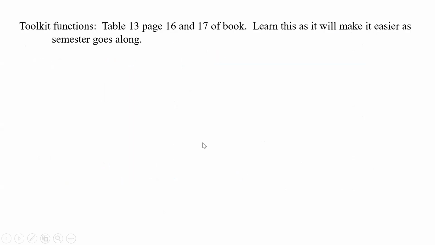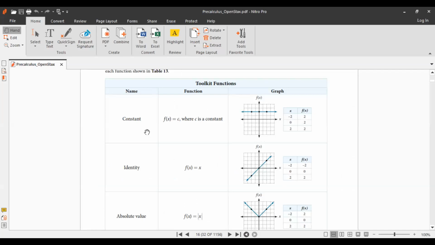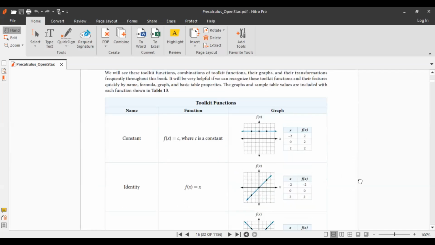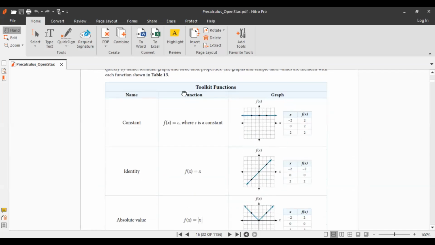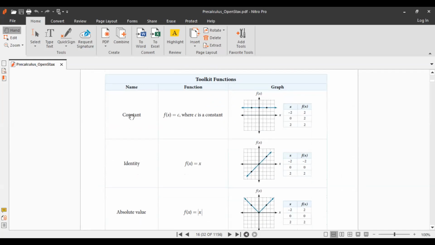All right, so now what I want to do is talk about the toolkit functions. In this class, we're going to use these functions quite a bit. And so learning table 13 on pages 16 and 17 is going to really help you through this semester. So let me find my book here. This is going to be the table, and again, it's page 16, the toolkit functions.